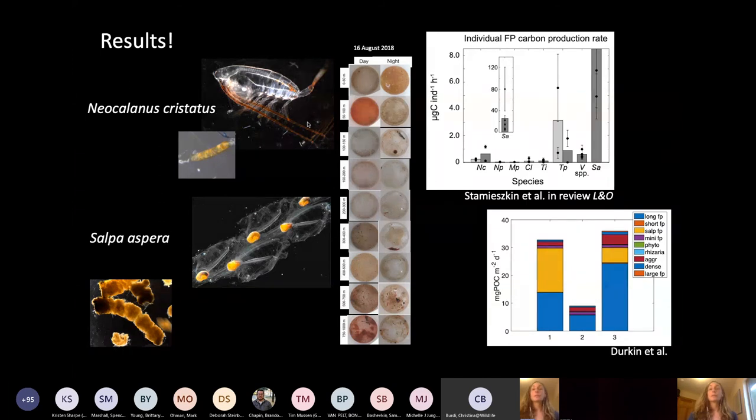But what was really fascinating was if you look at this plot here, these are the different individual species we looked into. You can see Neocalanus cristatus here, and its daytime fecal pellet carbon production rate on the left in the lighter bar versus at night in the darker bar, and it's a relatively low rate. And so what we found is they were producing not a lot of fecal pellets, and in fact, we also had some grazing rate measurements, and they weren't really doing much at all. And so what we think is that they were preparing to go into diapause. And so Debbie mentioned ontogenetic vertical migration.